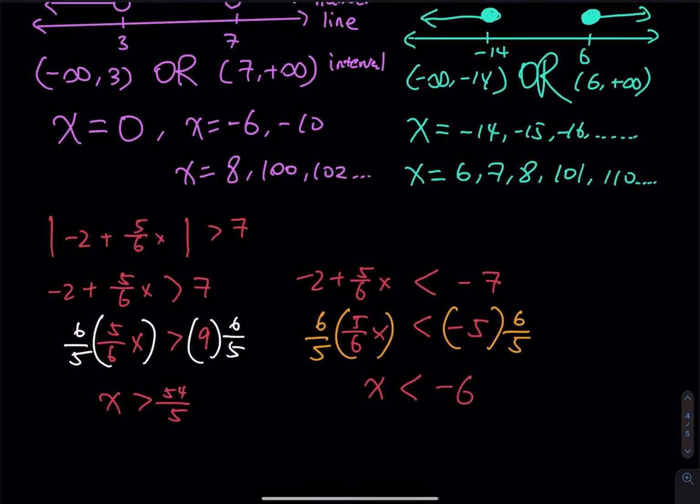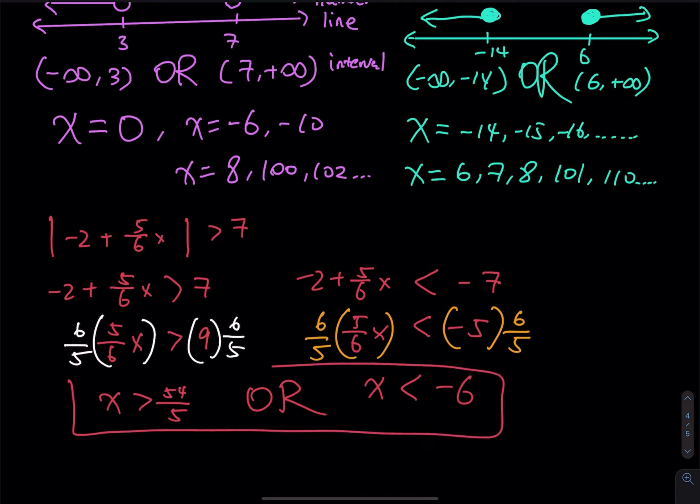What's the conjunction between them? The conjunction is or. So this is, what is this called? This is called solution set.